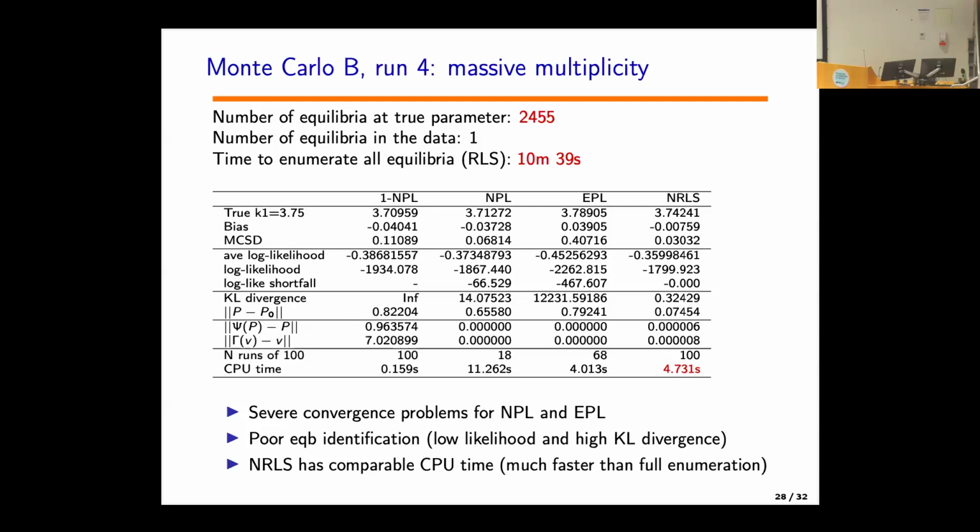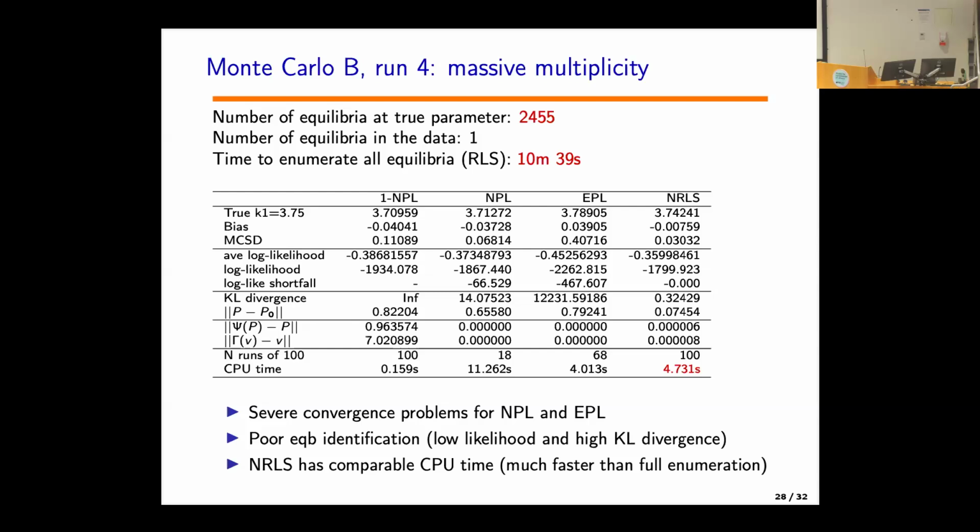And here's the true value. It's reasonably close. Here's the bias. It's doing what it should. It has the highest likelihood, KL divergence is pretty low, its equilibrium constraints are satisfied, and it converges all the time. EPL and NPL sometimes have problems, and that's expected, right? You can fall into all these traps.